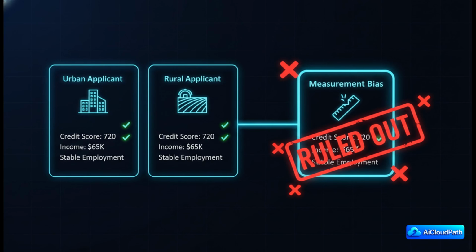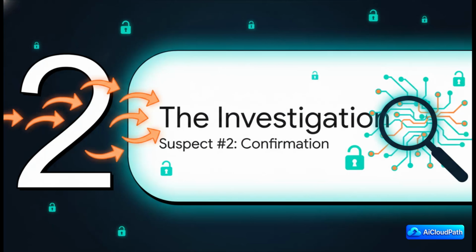Not really. Remember, the problem specifically says that both groups of applicants had similar financials. That's a huge clue. It tells us the data points themselves are probably accurate. The ruler isn't broken, so we can rule this one out. Okay, one suspect cleared. Let's bring in the next one and see if the evidence holds up.